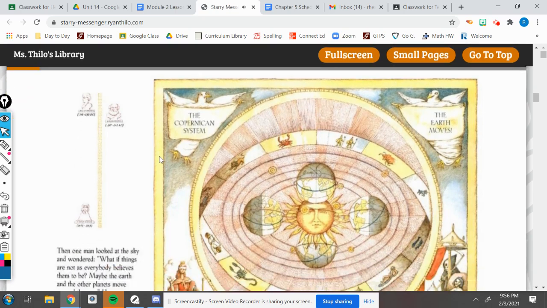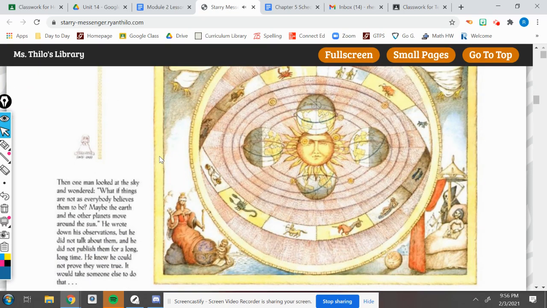One man looked at the sky and wondered, what if things are not as everybody believes them to be? Maybe the Earth and the other planets move around the Sun. He wrote down his observations, but he did not publish them for a long, long time. He knew he could not prove them. It would take someone else to do that.